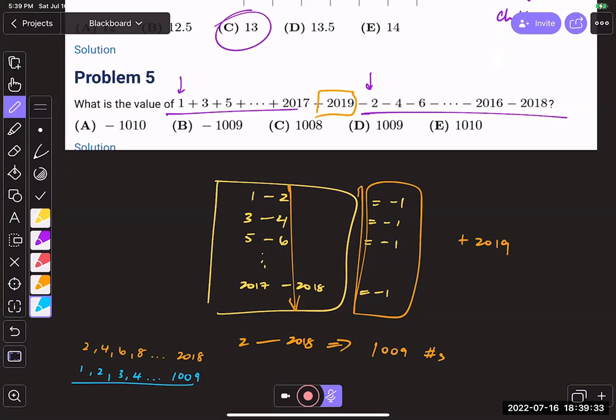I do agree with you, it's a lot easier to count the number of numbers in the even group rather than an odd one. That's something that helps out a lot. And then what you can do is just do 2019 minus 1009. That's equal to 1010, which is E. That's exactly what we're going to do here.